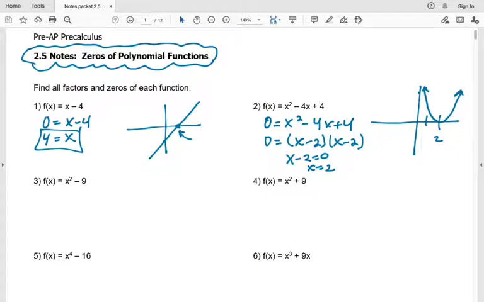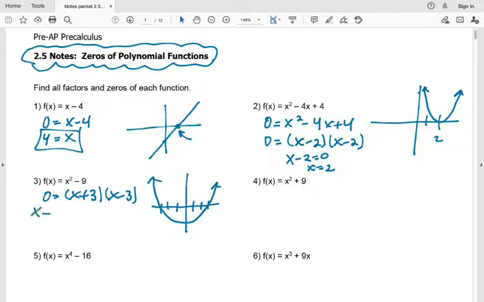All right, on the next one, if we were to factor it, set it equal to 0, we get x plus 3 times x minus 3. It's a U shape that has x-intercepts at 3 and -3. So it looks like that. Again, if you were to have solved that, set each factor equal to 0, and you get x equals -3 and x equals 3. Those are my zeros.